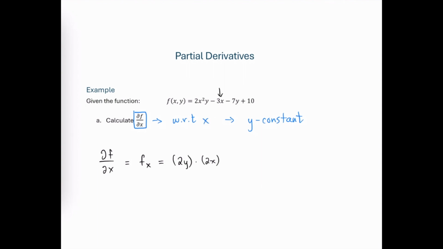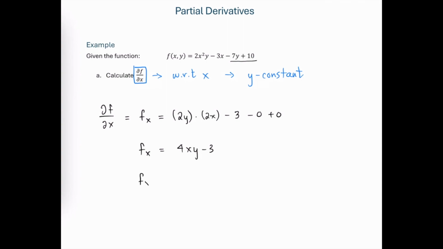Now moving to the next term, again we've got the constant multiple, -3 is the derivative, and since y is being held constant, we treat it the same as we do the 10. So the derivative of -7y with respect to x is just 0, and the derivative of 10 with respect to x is also 0. So this partial derivative with respect to x turns out to be 4xy minus 3, and that's it.